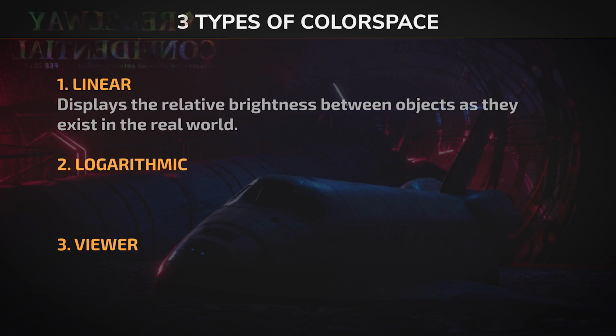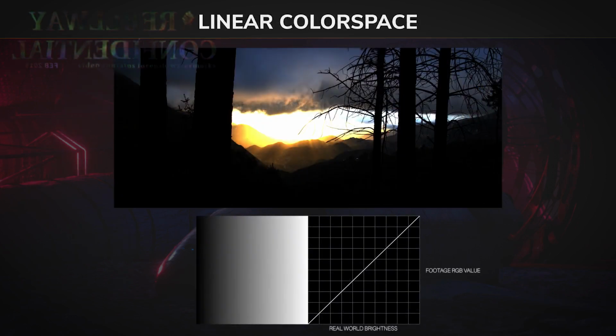If we were to look at an image in its linear form, it's actually a pretty ugly thing to look at. But don't worry, we're just using this to work, and we're not using it for the final viewing of our product. In our graph at the bottom, you can see that on our x-axis we have the real-world brightness, and as it's increasing and doubling, our footage RGB value is also uniformly increasing, giving us a linear color space.